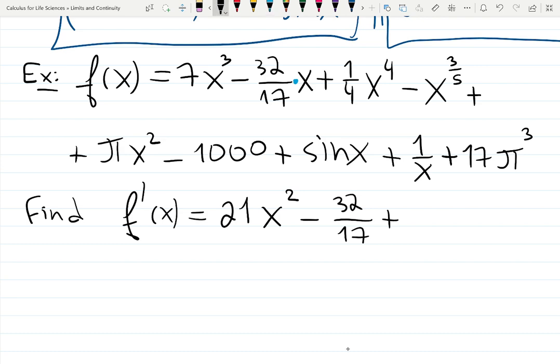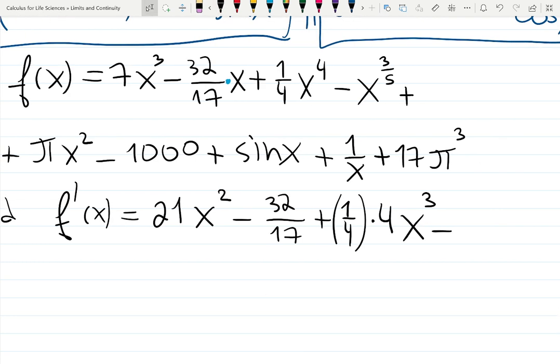Plus, what does 1/4 x to the 4 give you? X to the power of 3, but that was too fast for students who did not get it. Let's see. 1/4, maybe write it down. 1/4 multiplied by 4 goes down. X decreased by 1, 3. 1/4 times 4 cancels out. X cubed stays. That's a very nice thing.